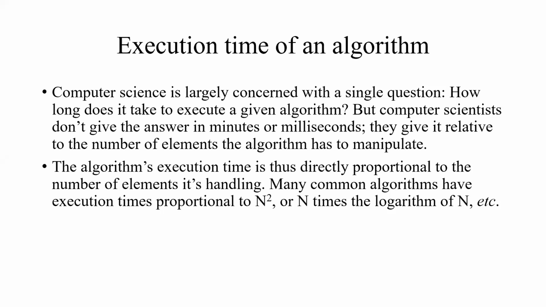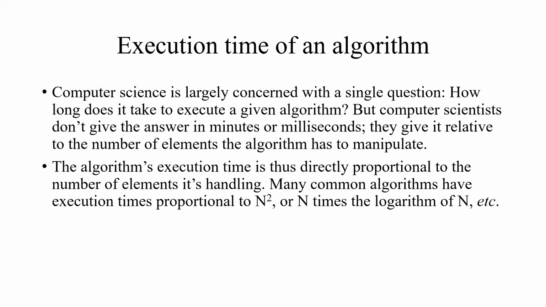Computer science is largely concerned with a single question: how long does it take to execute a given algorithm? But computer scientists don't give the answer in minutes or milliseconds. They give it relative to the number of elements the algorithm has to manipulate. This is what we call the time complexity of a particular algorithm. An algorithm's execution time is thus directly proportional to the number of elements it's handling. Many common algorithms have execution times proportional to n square, log n, n cube, or so on.